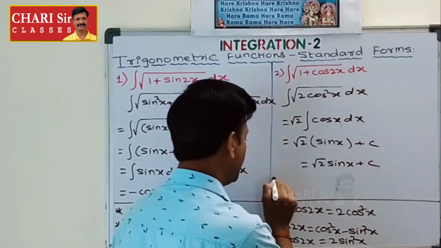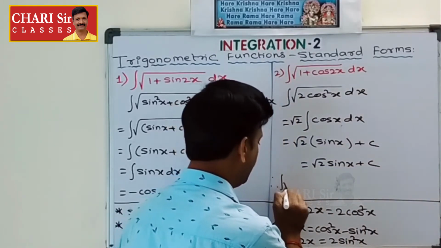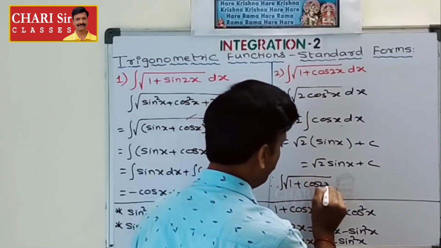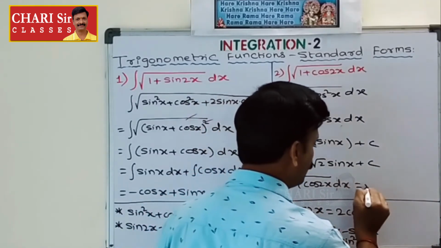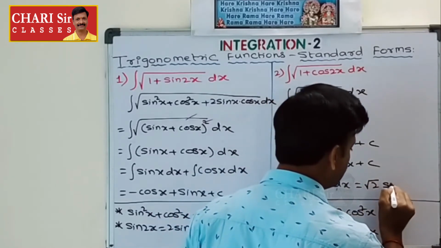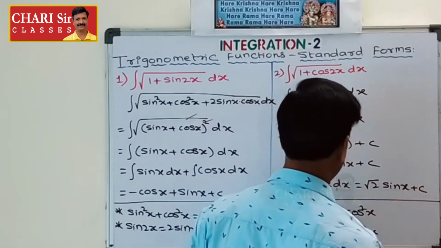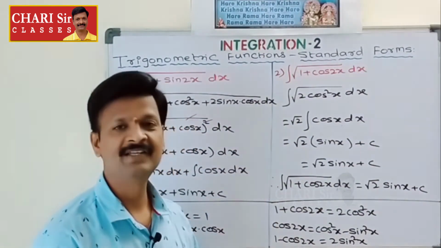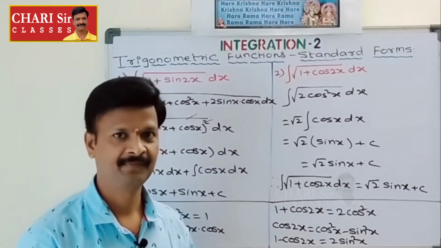You can also write that, therefore, the final step: integration of root of 1 plus cos 2x dx is equal to root 2 sin x plus c. This is the integral of the given function. It is also many times given in the board exams.